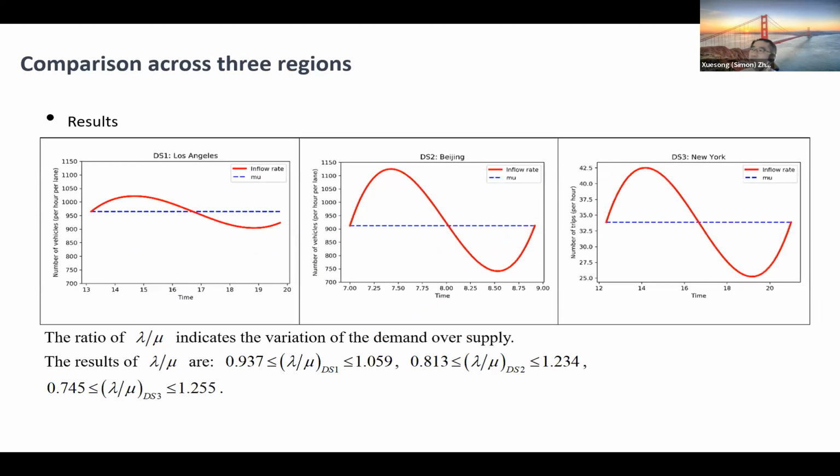Having these different approximations, it will be very interesting to look at the arrival flow rate dynamics across 3 different regions. Los Angeles is quite flat. Beijing has high dynamics. New York City also has some dramatic demand transition over the day.